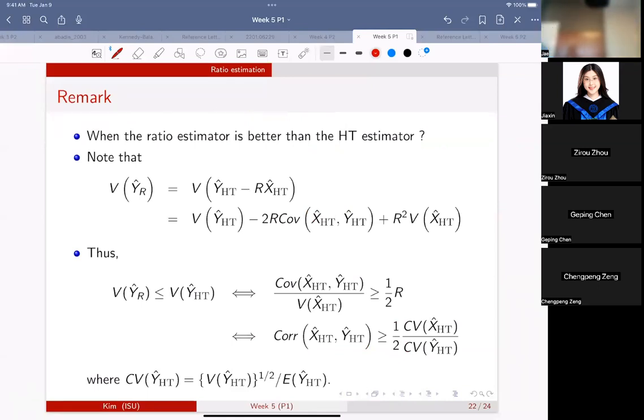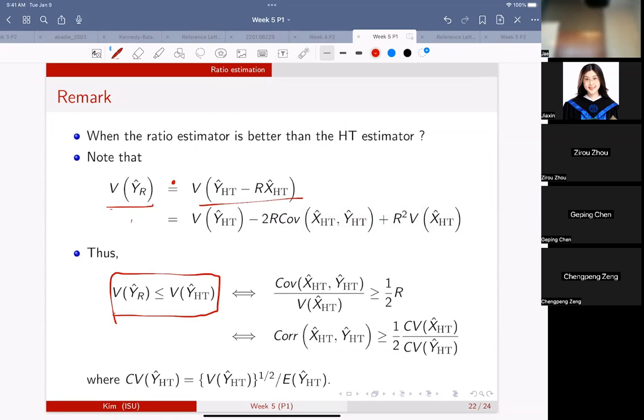So now another question you can think of is when the ratio estimator is better than the Horvitz-Thompson estimator. Not always. Sometimes it could be worse. Let's see. Because we have this approximation already, you can expand it. Then you get this. And then you can write some inequality, right? This is what you are interested in: when the variance of the ratio estimator is smaller than the variance of the Horvitz-Thompson estimator.